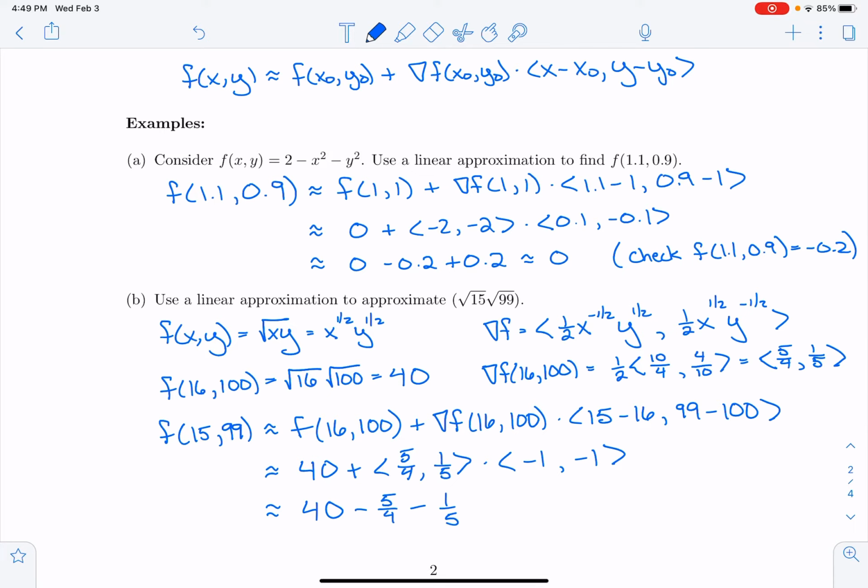And if we work that out, that's going to be 38.55. So then there's a good question, is that actually a good approximation? Well, if I do the square root of 15 times the square root of 99 and put it into a calculator, that's actually approximately 38.536. So in fact, this is a pretty good approximation. We're only off by about 14 1/1000ths.